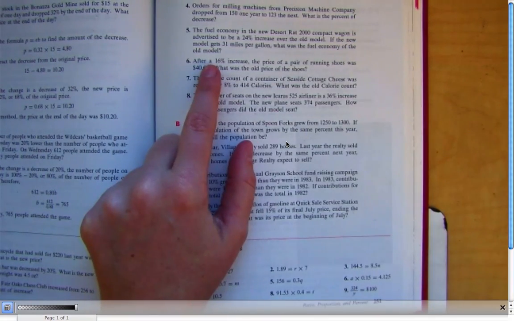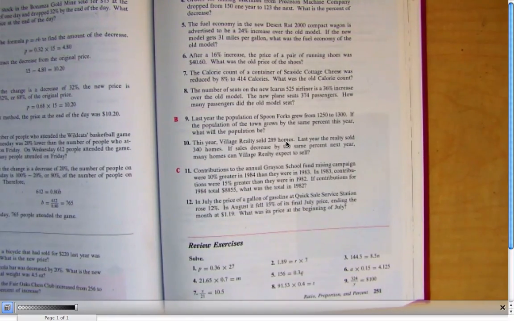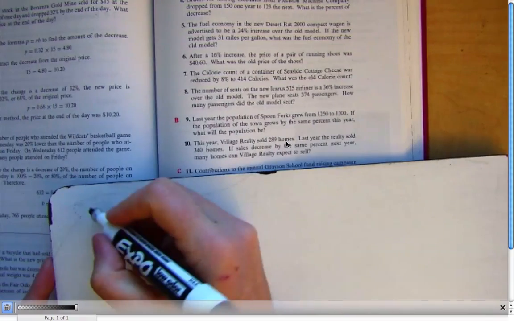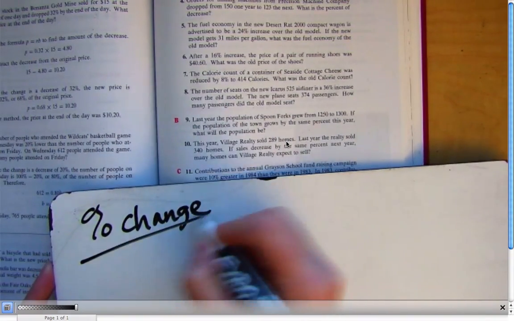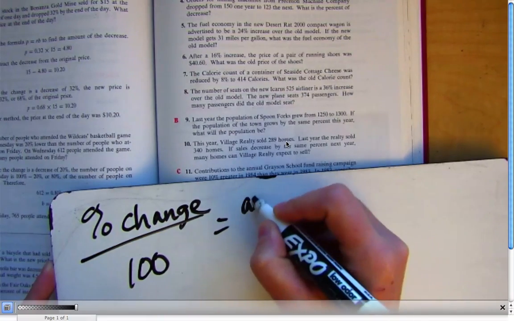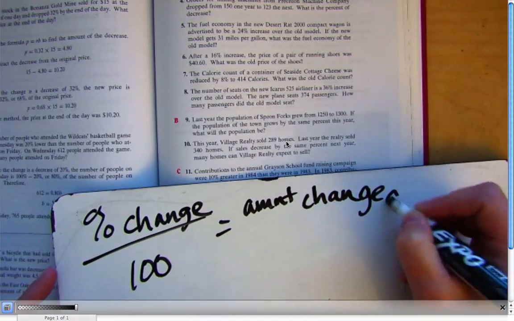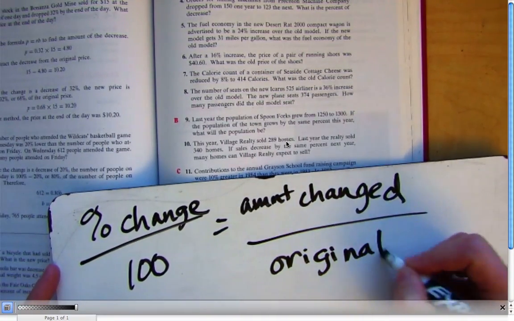Okay, so this is a very tricky one. So let's look at this one, okay? If you think you can try it on your own, go ahead and pause and try it. Otherwise, I'll take you through this one. All right, so let's look at our setup again. It's percent change over 100 equals the amount it changed over the original amount.